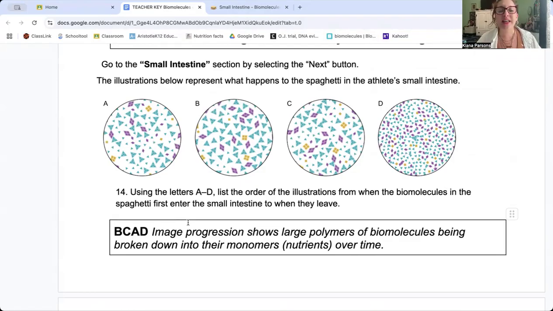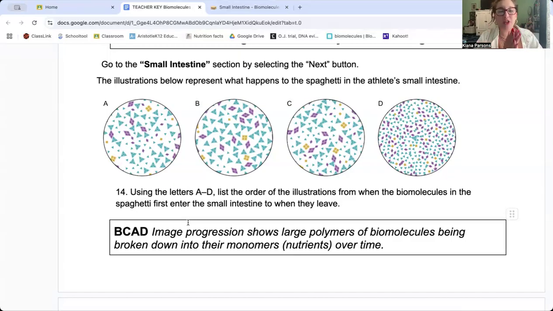Using the letters A through D, list the order of the illustrations from when the biomolecules in the spaghetti first enter the small intestine to when they leave. So they're going to start large. When food enters the stomach, it's food. When it leaves the stomach, now we've got fats, carbohydrates, and proteins. Once it leaves the small intestine and is being absorbed, we've got the monomers only: monosaccharides, fatty acids, and amino acids. So we're starting with the largest whole parts and we're going to end with the smallest parts.